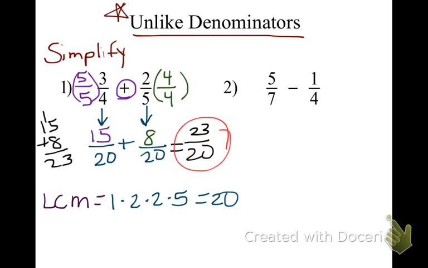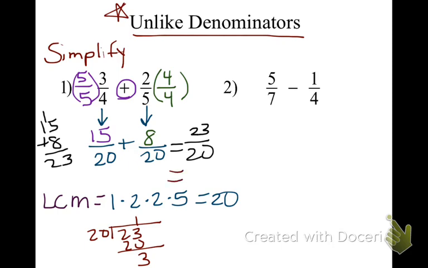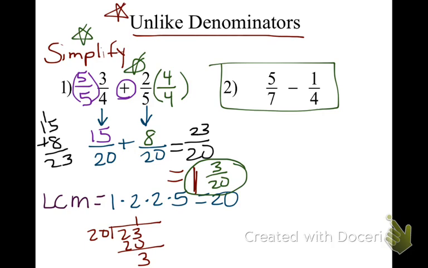Wrong. Why is that wrong? Take a look at my numerator. It's too big. So we need to do some little division. 23 divided by 20 is once. 3 is my remainder, so this is actually equal to 1 and 3 over 20. That is going to be your answer. Make sure we simplify it as small as we can get it. Now, go and try and do number 2 on your own.